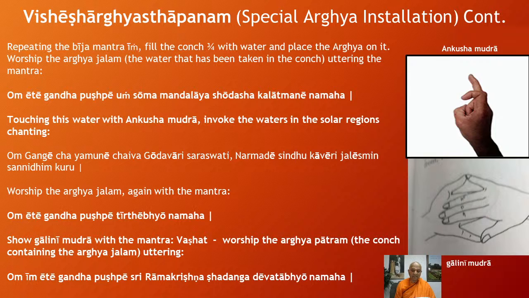Va. Then Sha is the second Sha, or what is called the Murdhanya, touching the tongue to the upper portion of the mouth. That is Sha, Vashat. Ta is half ta, halanta. So not full, it is not ta, it is Vashat. Okay, and worship the Arghya Patram, the conch.